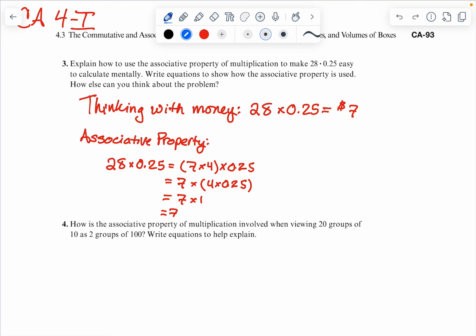Hi everyone. So last time we were in the midst of class activity 4I. We did number 3 where we thought of a simpler way to find 28 times 0.25 by thinking about it in terms of money, right? Like 28 quarters is $7. But we also showed how we could show that with the associative property, right? 28 times 0.25. Well, 28 is 7 times 4. Use the associative property to group the 4 and 0.25, and we get 7 times 1, which is 7.